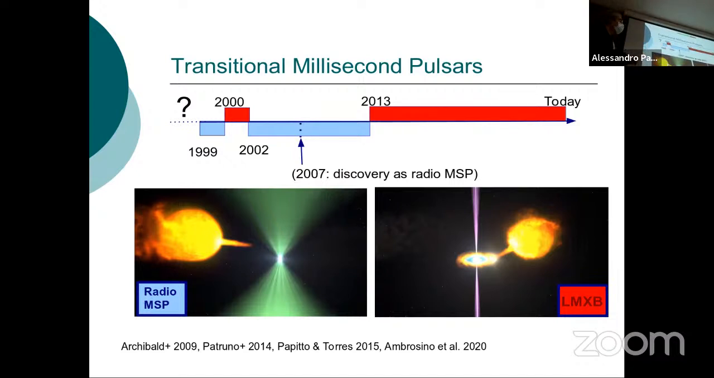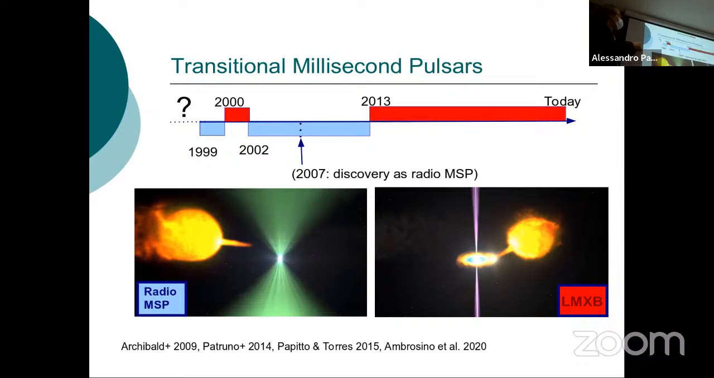And instead of having emission, a large flow of X-rays from the accretion disk, you get a radio pulsar with no accretion here. And of course, there are different models that have been proposed for these systems. And the variations here occur on many orders of magnitude on different timescales. For example, the timescale of this transition is of the order of a few years.